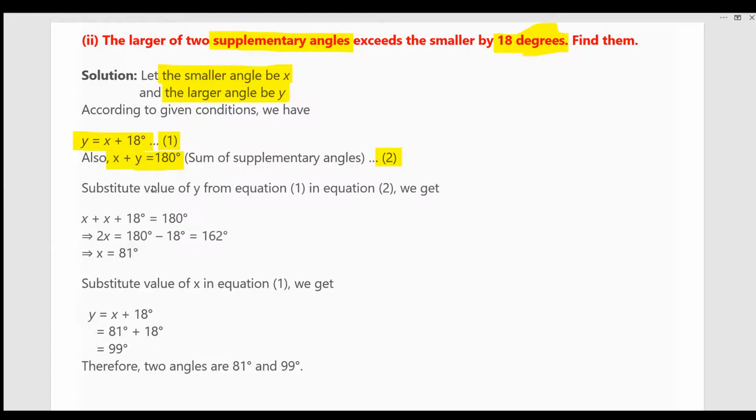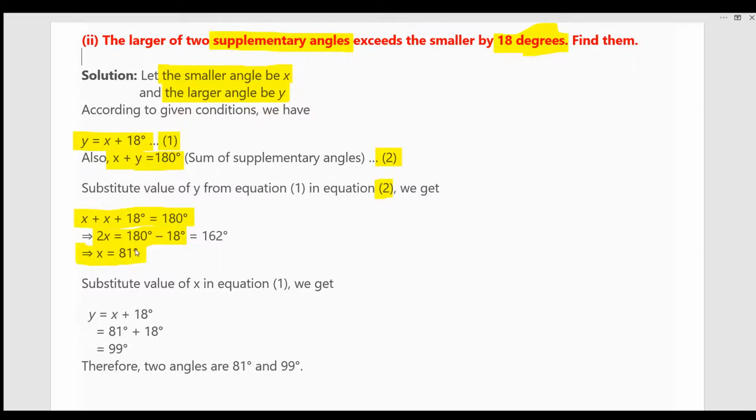So substitute the value of y from equation number 1 in equation number 2. You will get x plus x plus 18 is equal to 180 degrees. So 2x is equal to 180 degrees minus 18 degrees, or 2x is equal to 162 degrees. So you will get the value of x as 81 degrees.